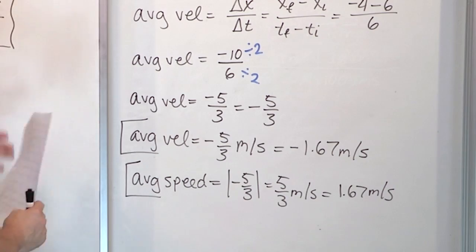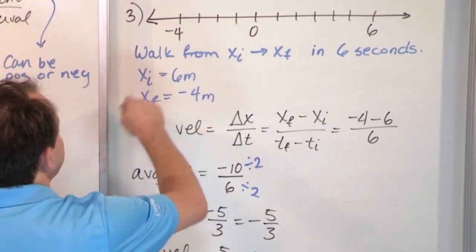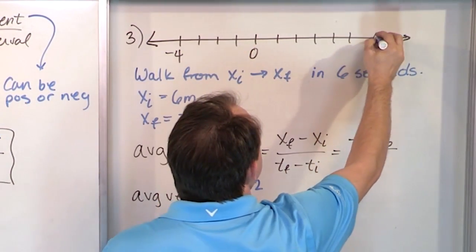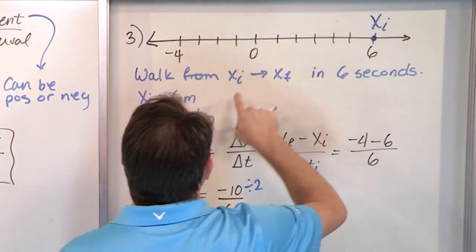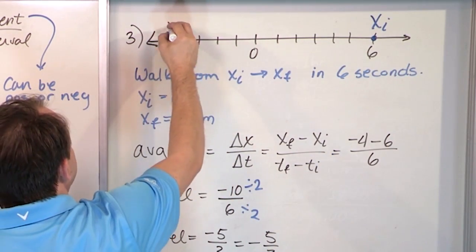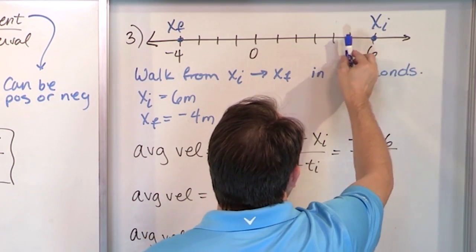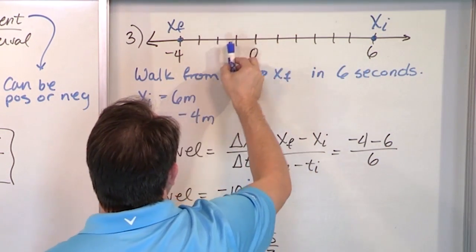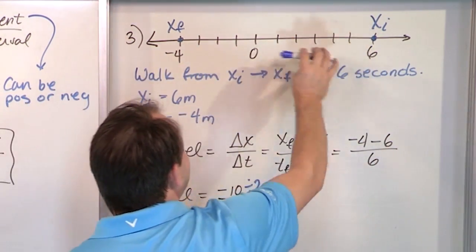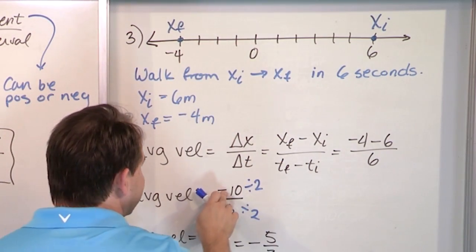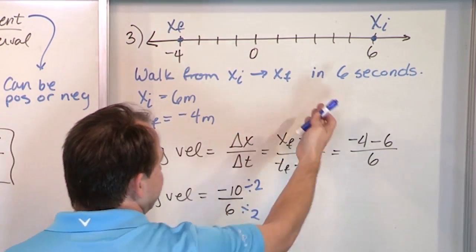All right, so let's see if we were right. Let's go up here. Our initial position was 6 meters, way over here. Our final position was -4 meters, way over here. And let's see what happened. Well, I started here, and I went 1, 2, 3, 4, 5, 6, 7, 8, 9, 10 units, but I went to the left. So I went 10 units to the left, and I divided by how many seconds? 6 seconds.